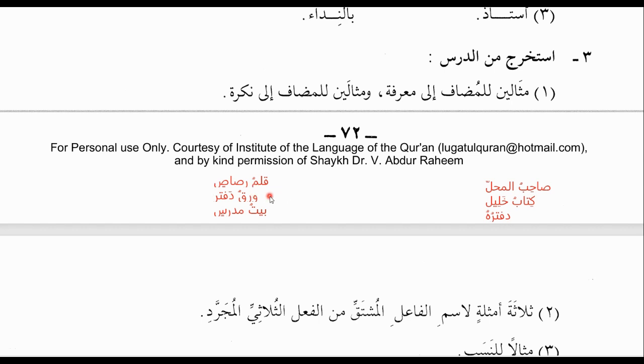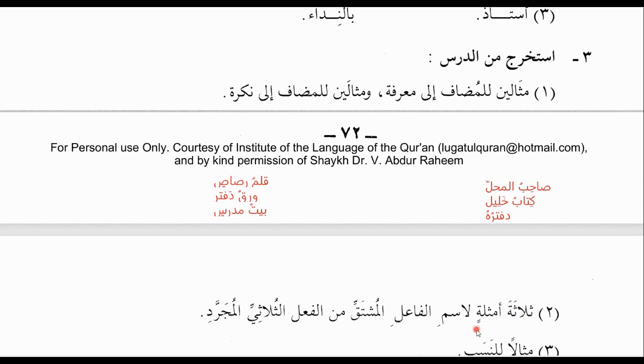Now coming to the nakira idafa, qalmu rasasin. How do you know it's nakira? By seeing the tanween and the absence of lam at-tarif. Waraqu daftarin. There should be a tanween here. It's a typing mistake here. Waraqu daftarin. Baytu mudarrisin. These are all types of nakira idafa. Let's go on and see the next question.